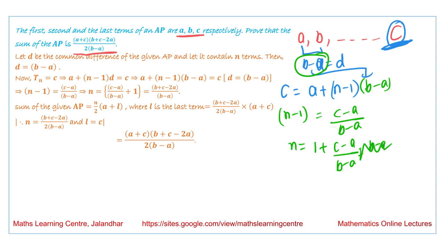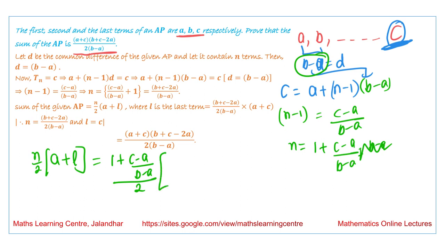Now we want to calculate the sum of this AP. So the sum will be n by 2 into (first term plus last term). So it will be (1 plus (C minus A) by (B minus A)) upon 2 into (A plus the last term, which is C). The last term is given to be C.